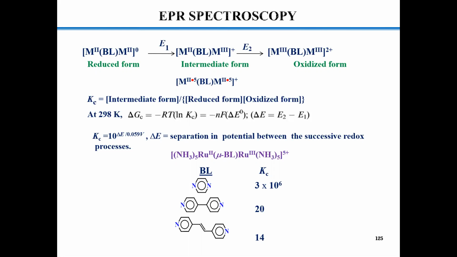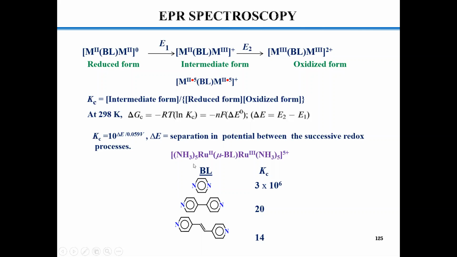Kc, if it is very large or large, that means your intermediate is reasonably stable. If it is very large, it is quite stable. If it is too small, it is quite unstable, right? So that means the stability, or Kc, tells us how good or how effective the electron transfer at the mixed valence state is.